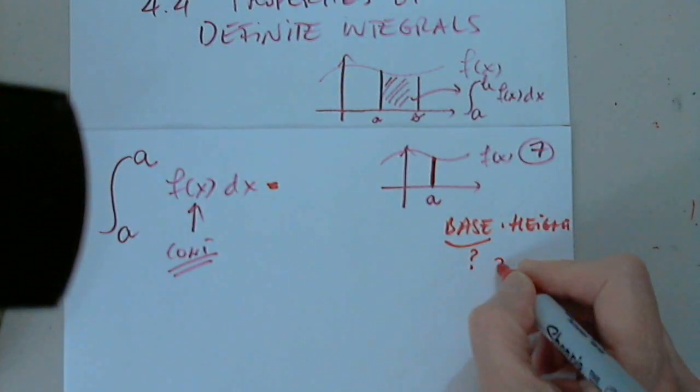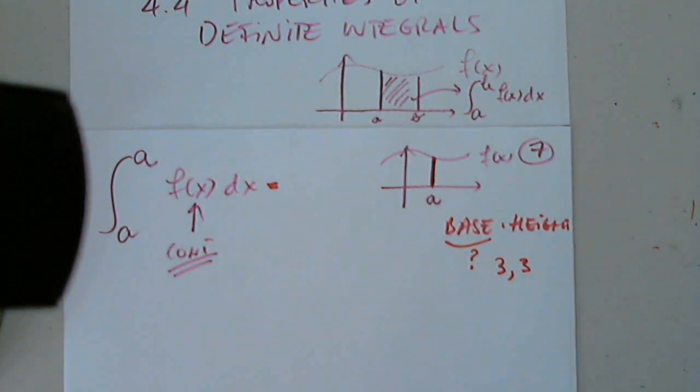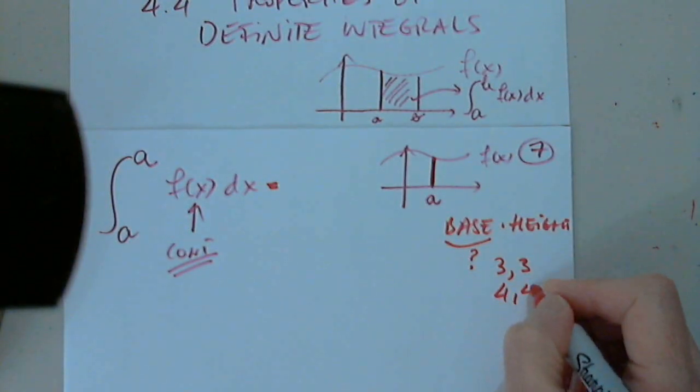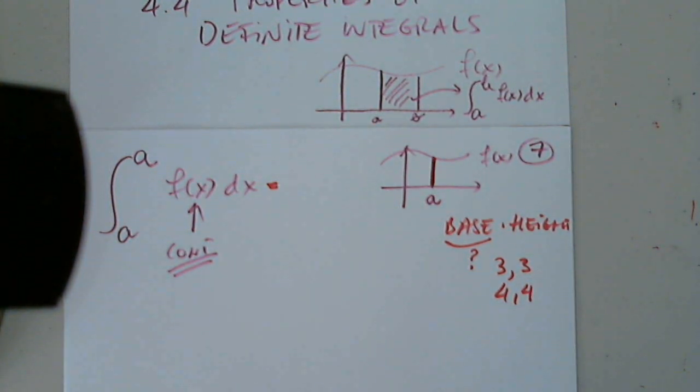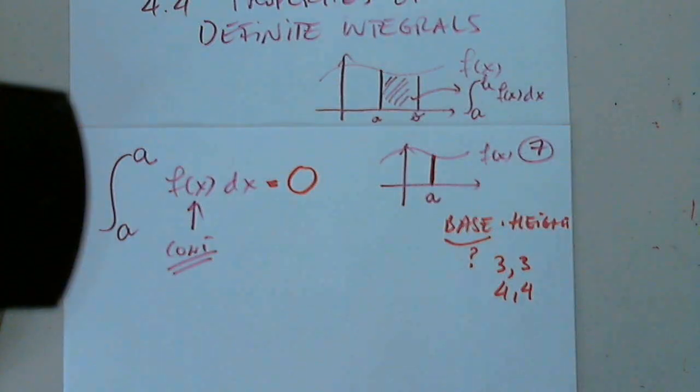What is the width between 3 and 3? What is the width between 4 and 4? Is it 0? Yes. The area is 0 because there is no width. There is a height, but there is no width.